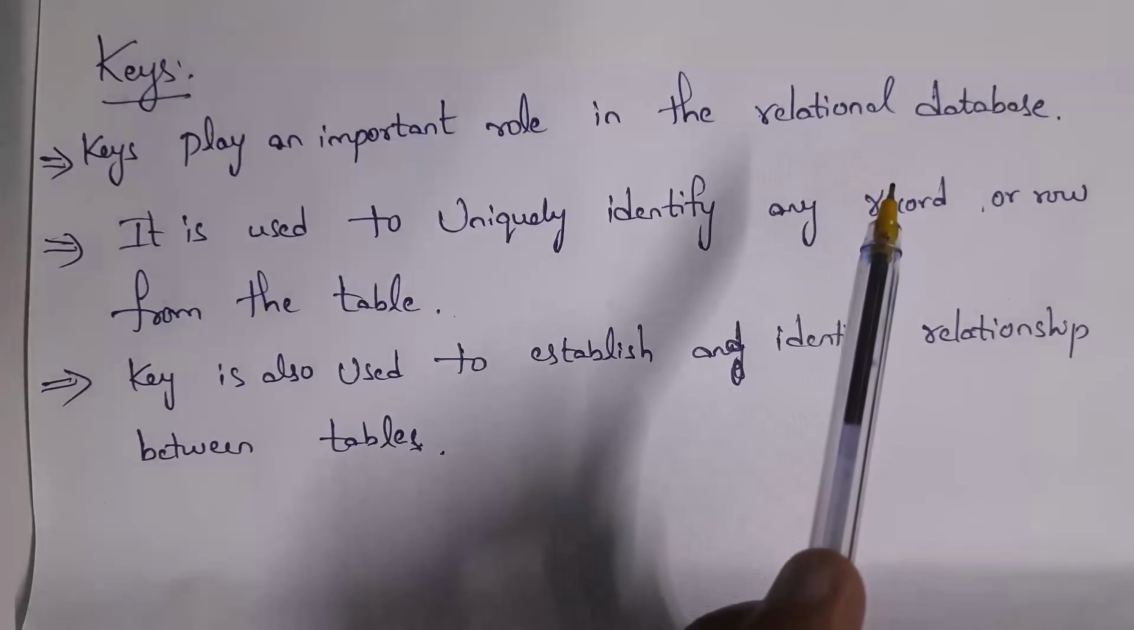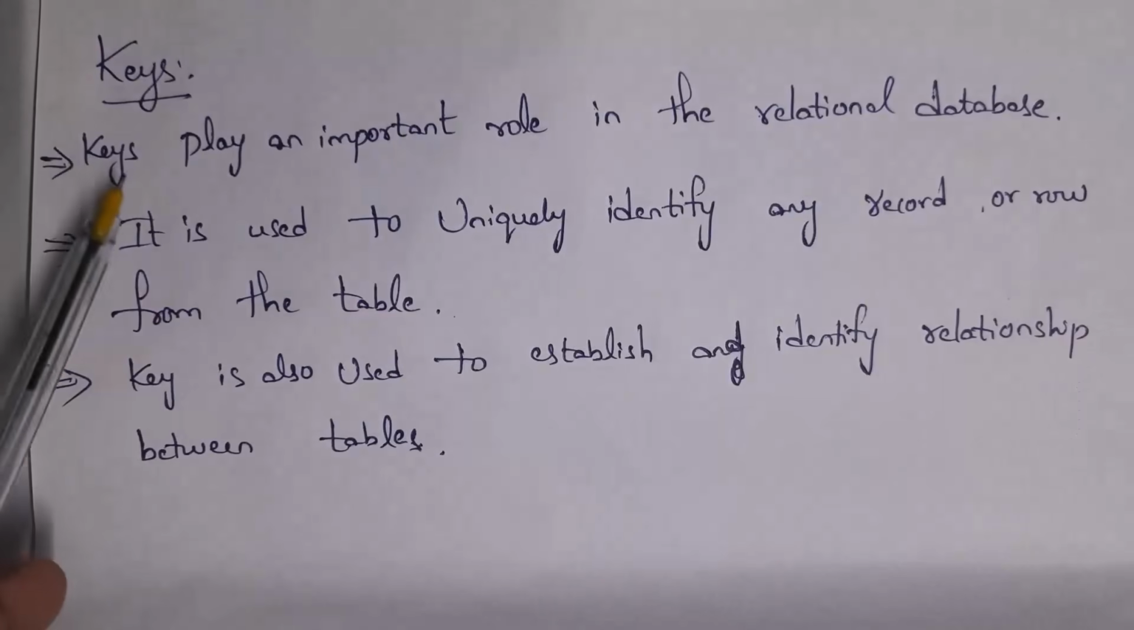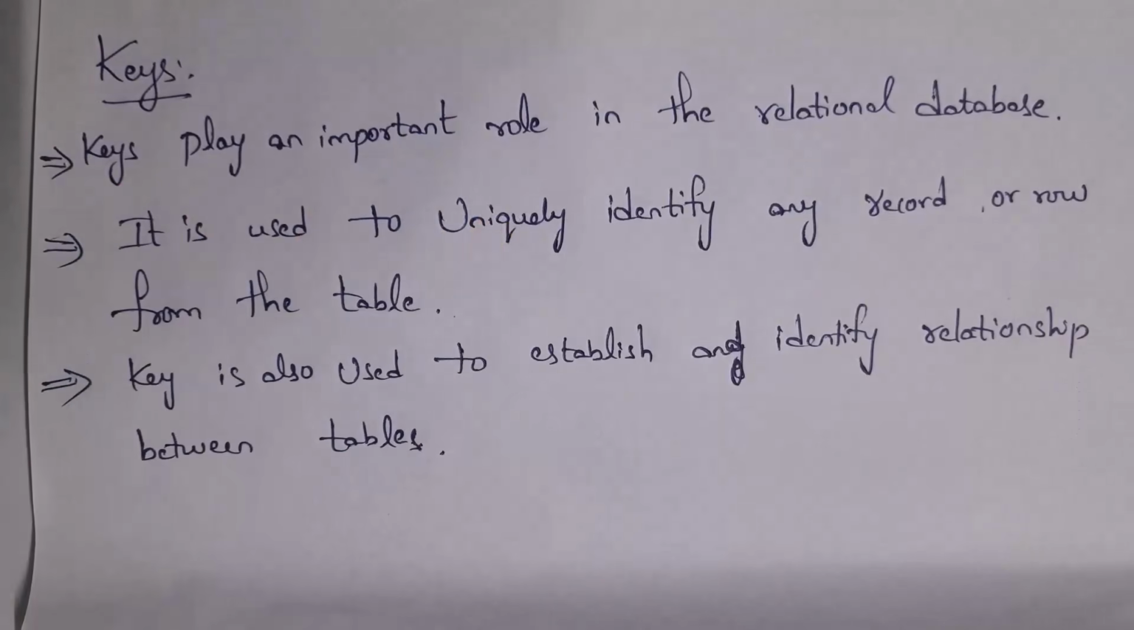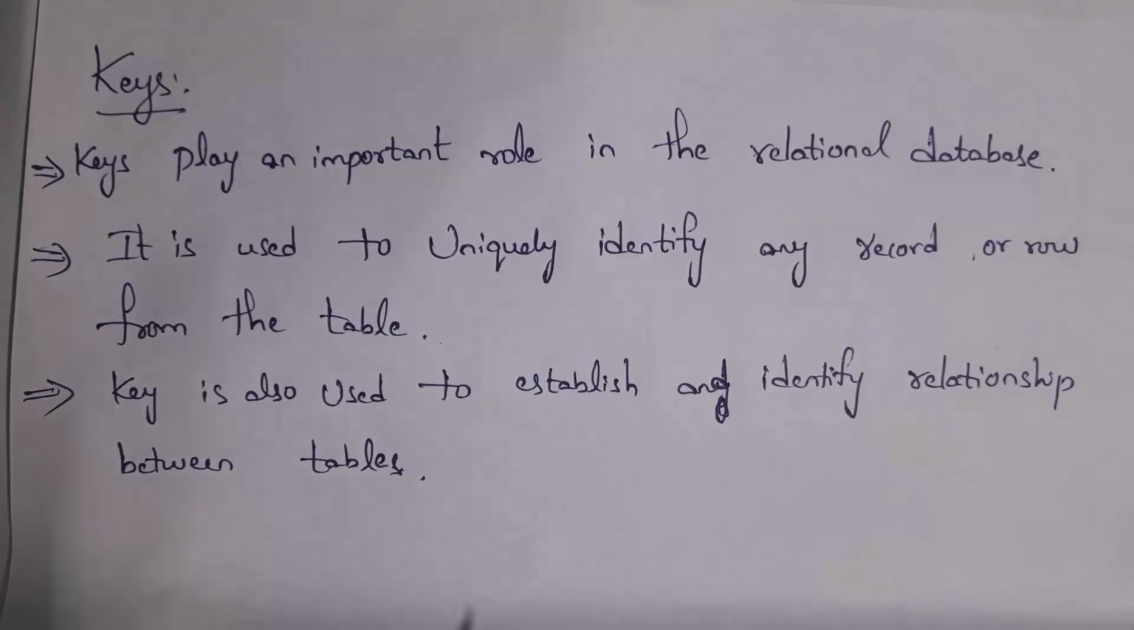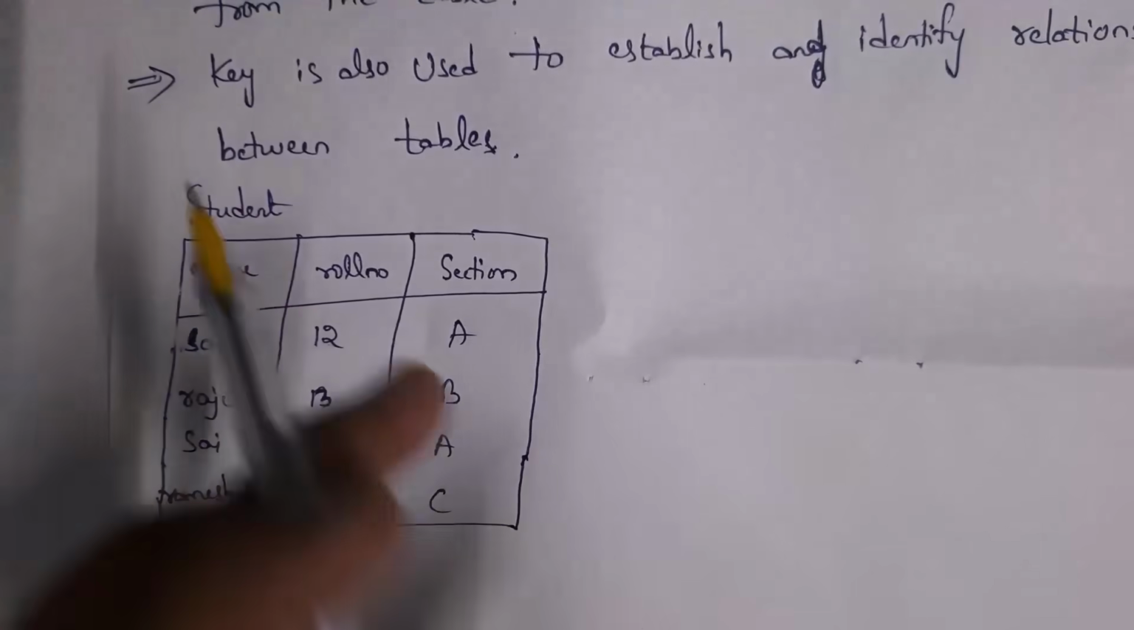A database which stores data in the form of tables is known as a relational database. These keys play a very important role in a relational database. By using keys we can uniquely identify any record from the table. I will give one example. For example, let us consider there is a student table. This is the student table data.